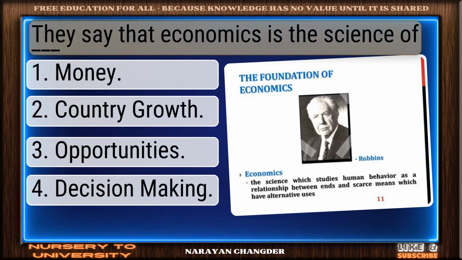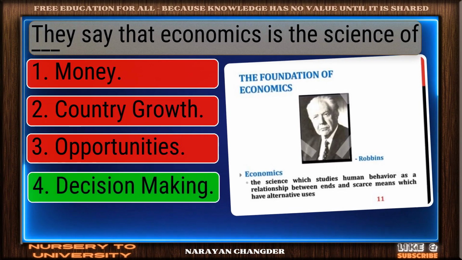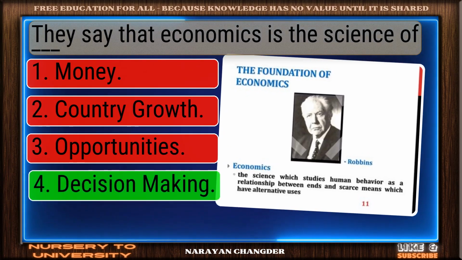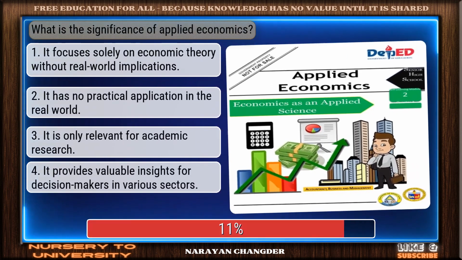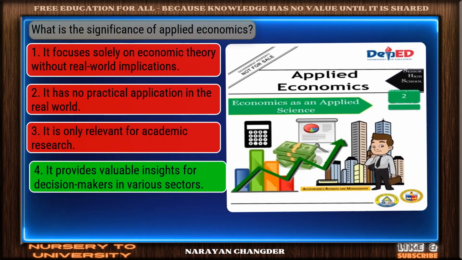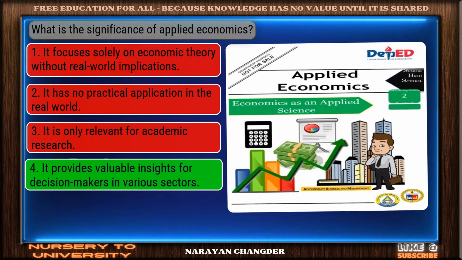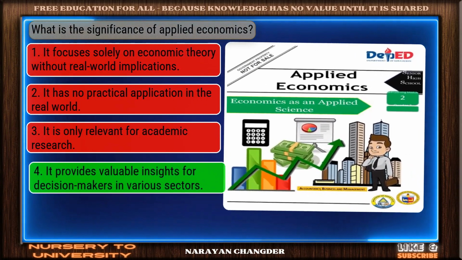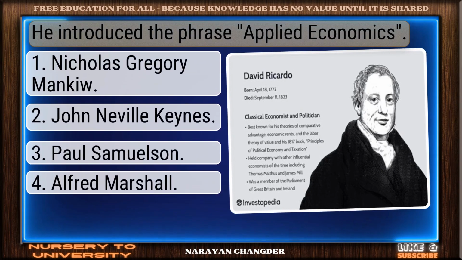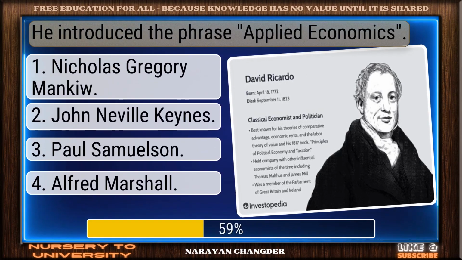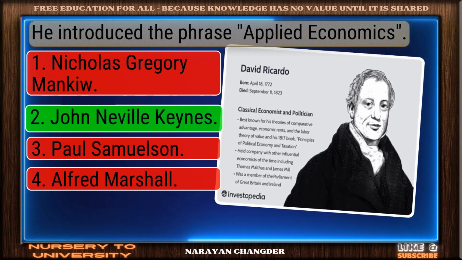They say that economics is the science of dash. Right choice. Decision-making is the best answer. What is the significance of applied economics? Great thinking. It provides valuable insights for decision makers in various sectors is the right choice. He introduced the phrase, applied economics. Nice work. You chose John Neville Keynes, and it is correct.